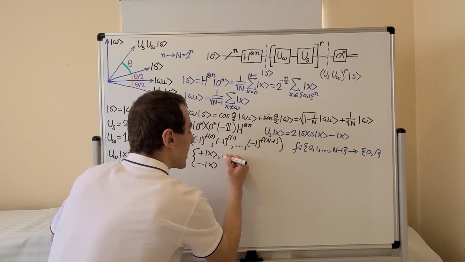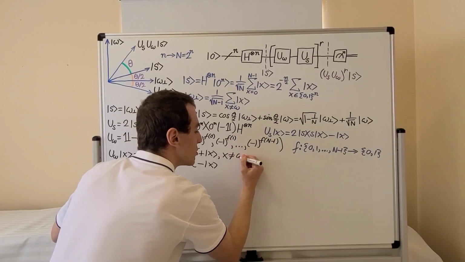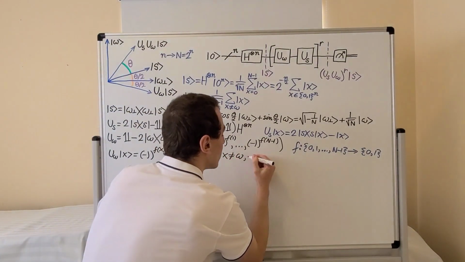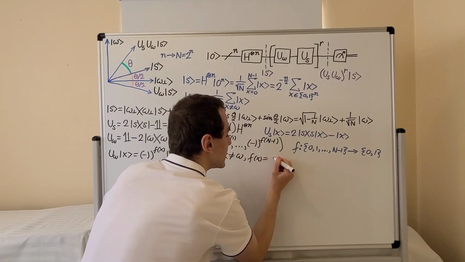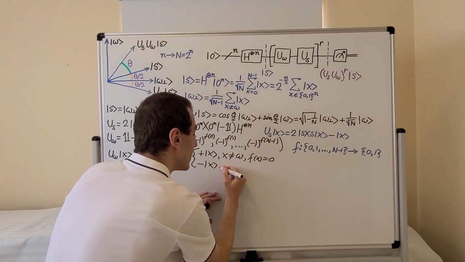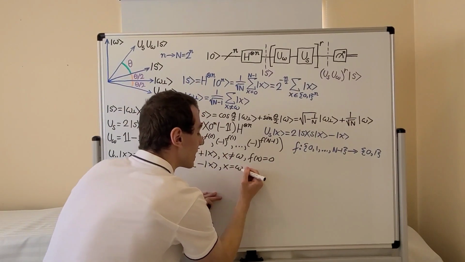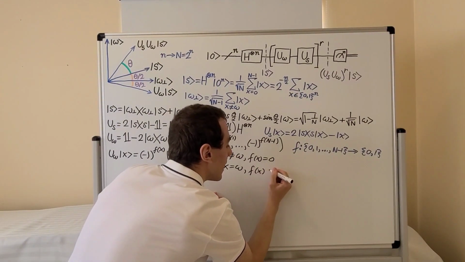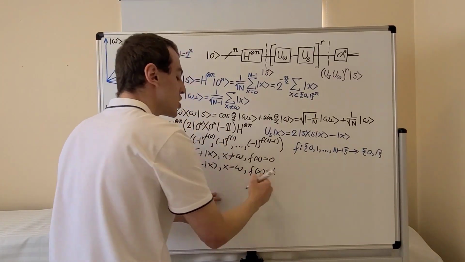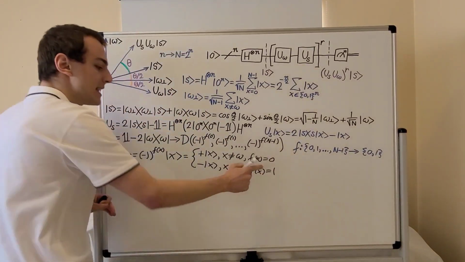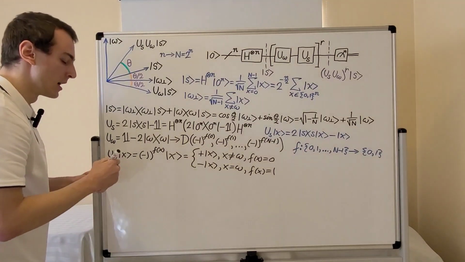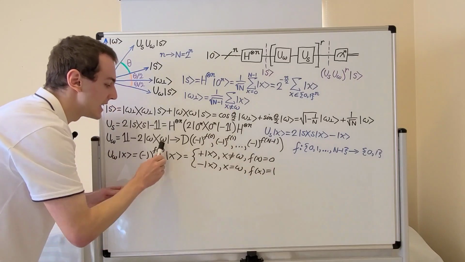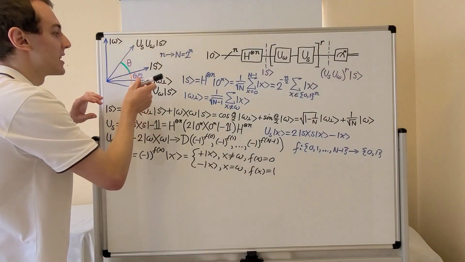We're going to get plus if x is not equal to omega. So if it's not the target that we're looking for, then we're just going to have f of x equals 0. But if it is the target, then we're going to have x equals omega. And then we need a minus sign. So that means f of x has to equal 1. So the function turns on when x is equal to omega. It's equal to the target, and then we flip the sign. So that's what U omega is doing. It's identifying which of these states is omega. And U s is doing this reflection.